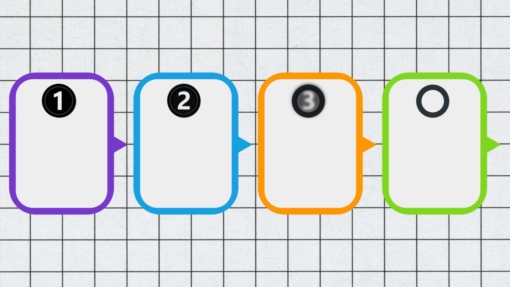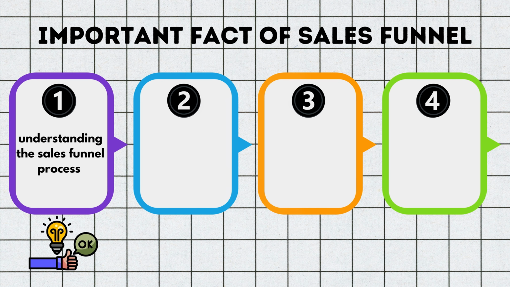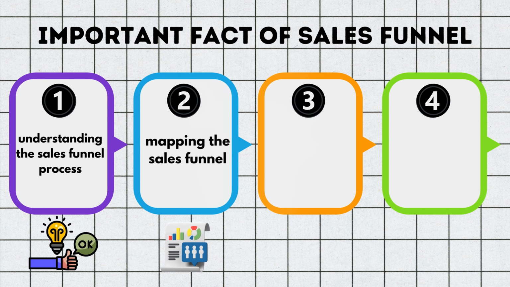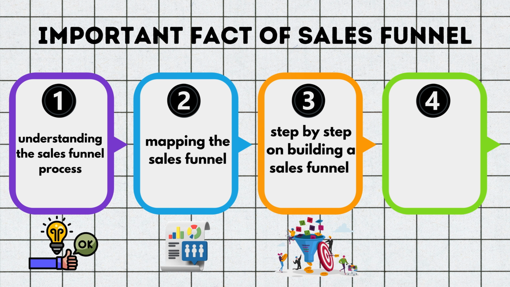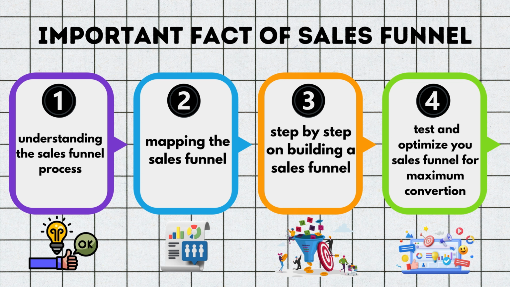Now, I would like to break this video into 4 important parts. The first part is understanding the sales funnel process. So this is where I'm going to walk you through what is a sales funnel and the stages involved in a sales funnel. Secondly, I'm going to show you how to map out your sales funnel that will increase your product sales. Then in the third part of this video, I'm going to walk you through step by step on how to build this sales funnel. Finally, I'm going to walk you through how to test and optimize your sales funnel for maximum conversion. Let's get into the video.